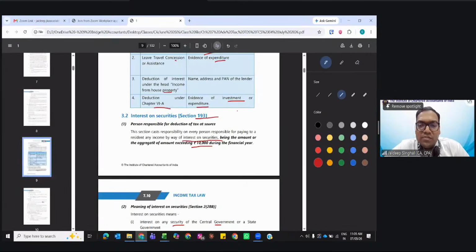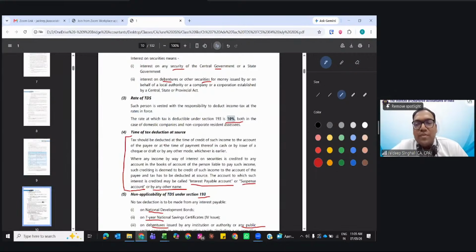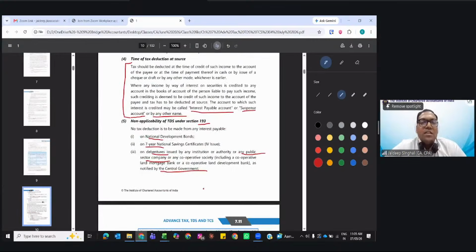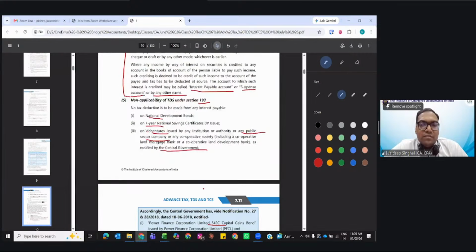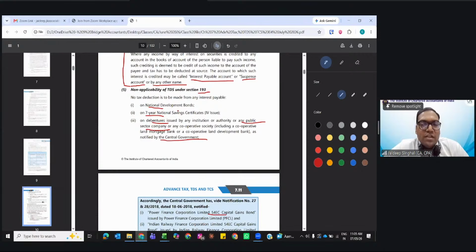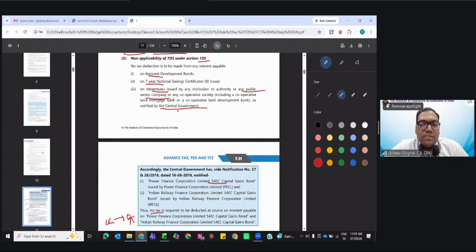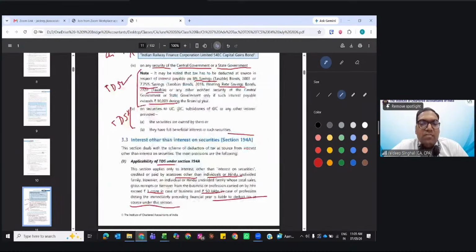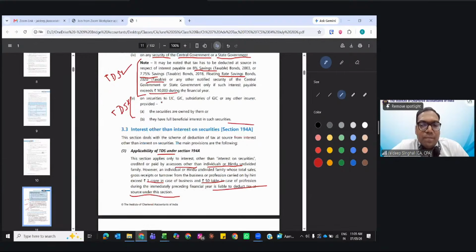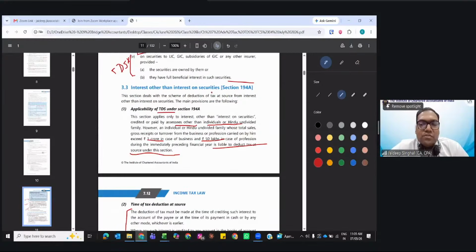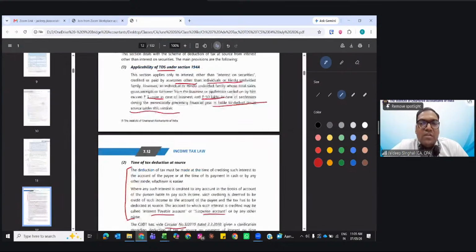Then we discussed one concept, the time of deduction: at the time of credit or payment, whichever is earlier, or if you book any entry, then whichever is earlier, at that time it will be deducted. Non-applicability of TDS under 193: in some scenarios, 193 TDS is not applicable, basically in government securities, but in the securities listed here, TDS was there. Then interest other than interest on securities, like interest from banks.